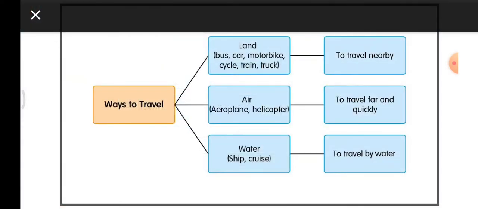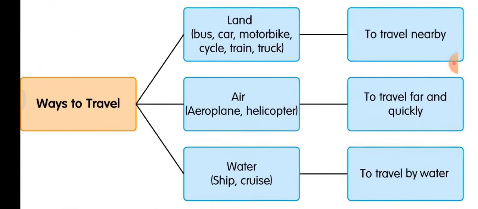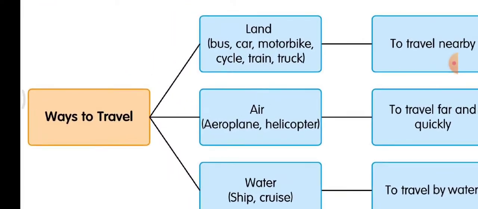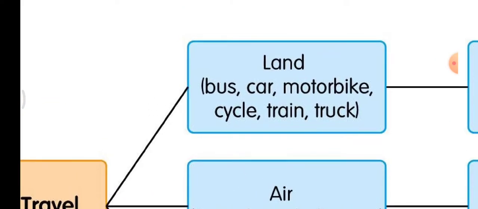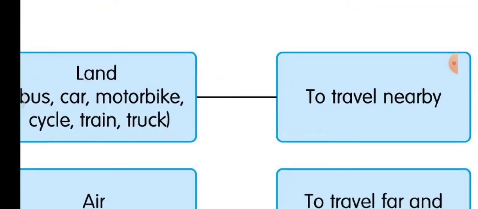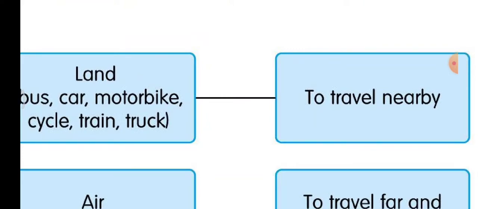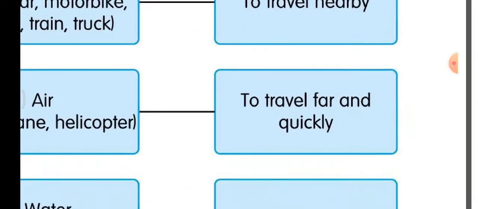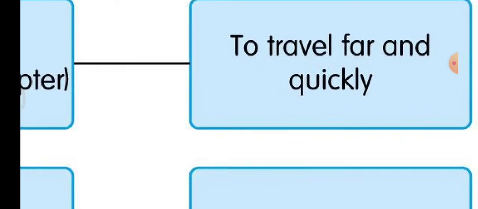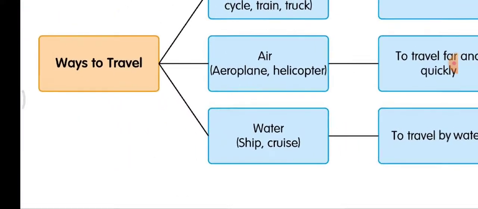So here is a flow chart. Ways to travel. What are the ways to travel? Land, air, and water. In land, we use bus, car, motorbike, cycle, train, truck. In air, we use aeroplane and helicopter. In water, we use ship and cruise. So land transport is used to travel nearby distances, and air transport like aeroplane and helicopter are used to travel far and to reach the place quickly. And we use ship and cruise to travel by water, right?